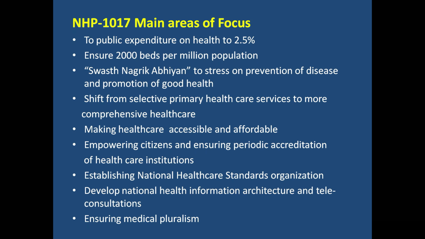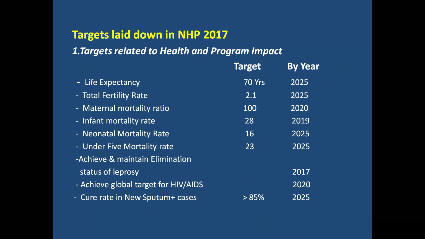Okay, if you look at the targets laid down in the policy of 2017, they are in terms of, say, health and program impact, like improving life expectancy, reducing total fertility rate, maternal mortality ratio, infant mortality rate, neonatal mortality rate, and under-5 mortality rate. And some of these objectives are almost there. The maternal mortality ratio is something around 120 now. By 2020, we're already there. So many things are achieved.